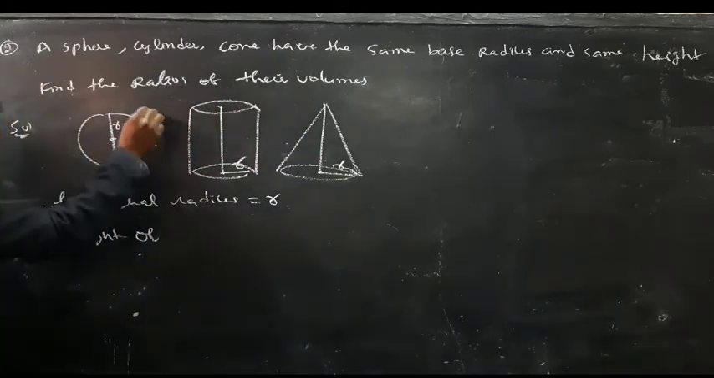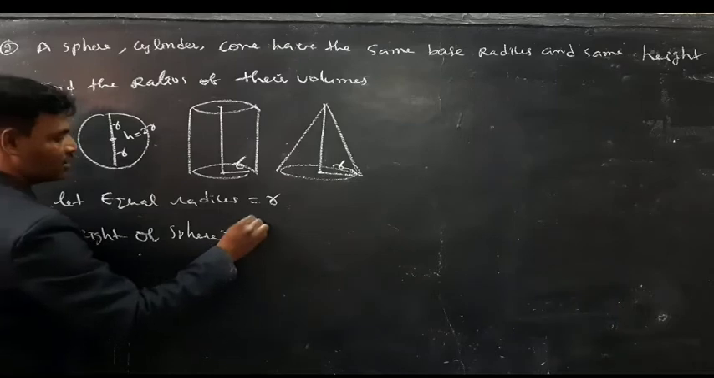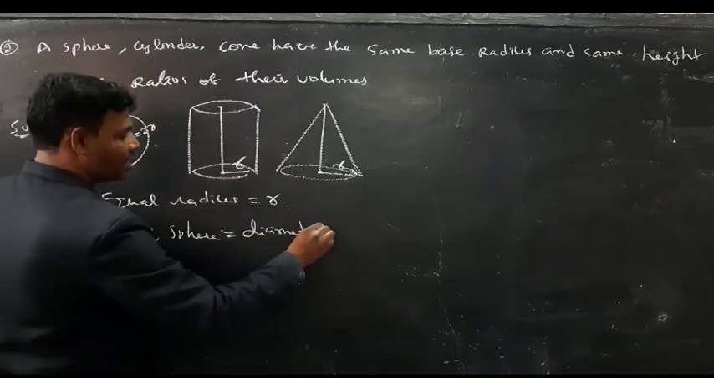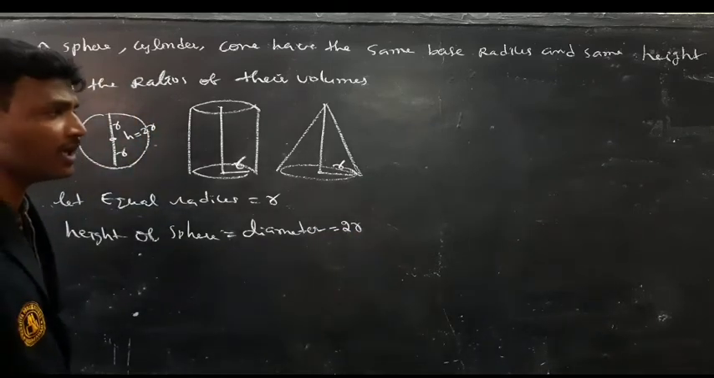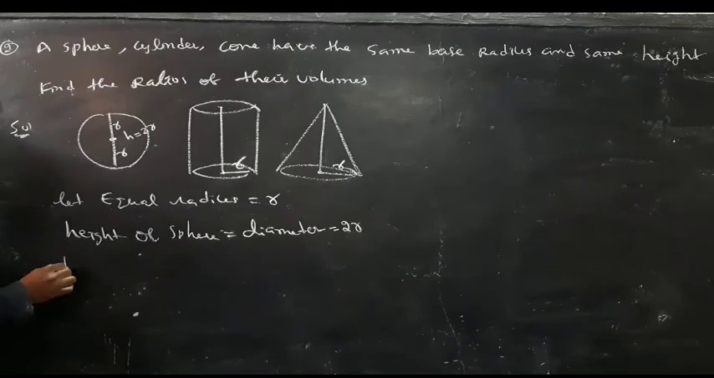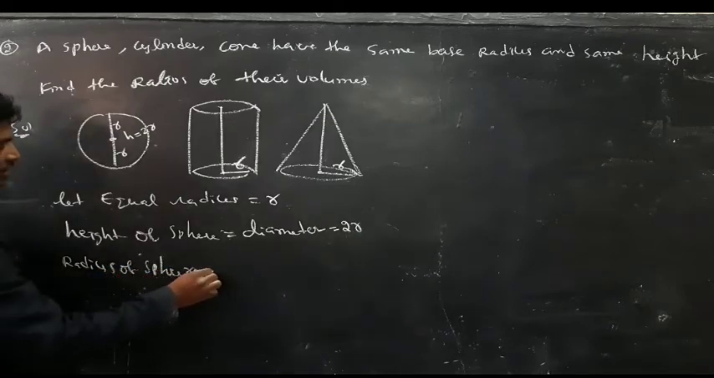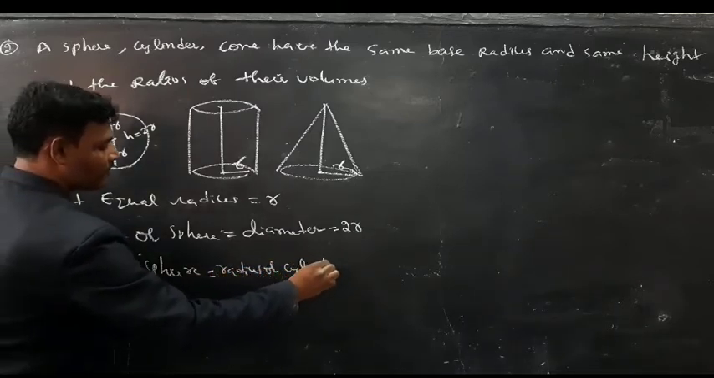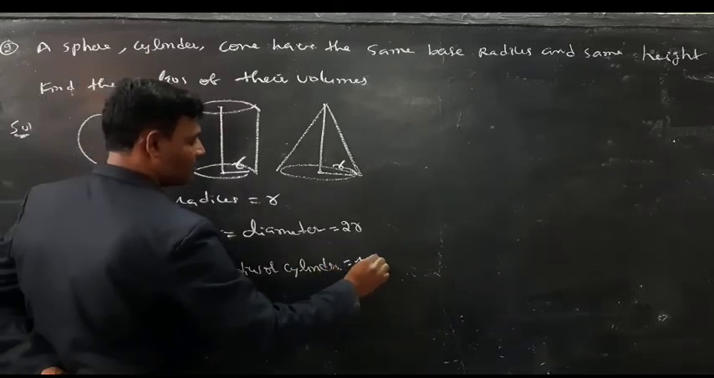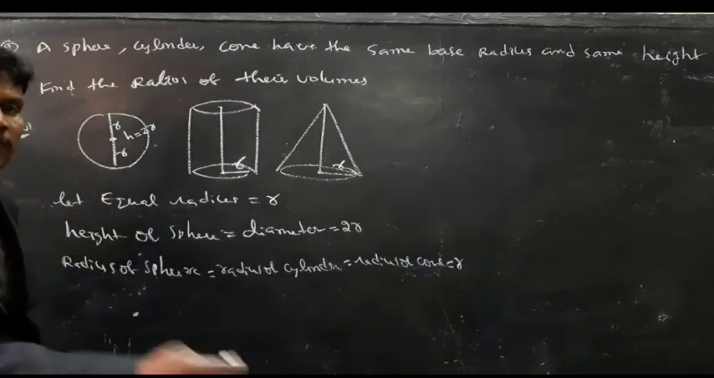H is equal to what we can write here? 2R. Height of sphere is equal to diameter. Diameter is twice the radius. So what we can write here? Radius of sphere is equal to radius of cylinder is equal to radius of cone is equal to R. Why? Because they have equal radius.